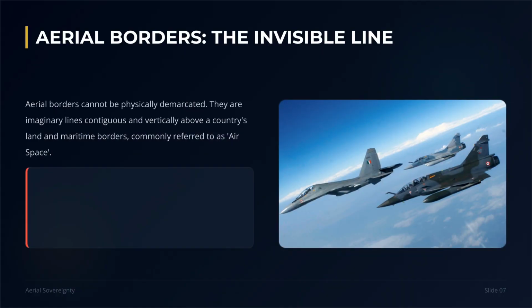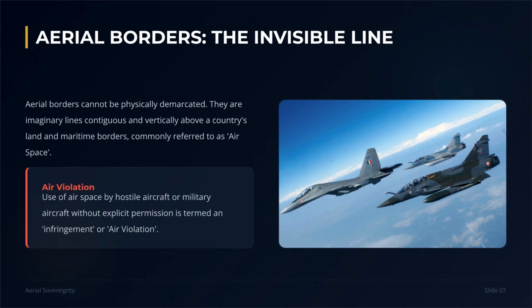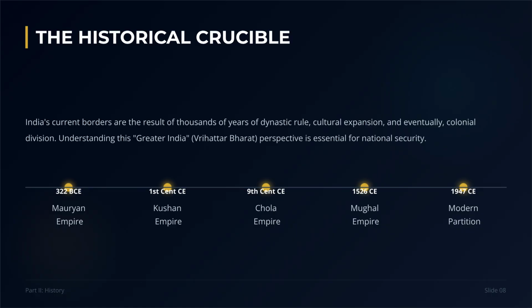Aerial borders, or airspace, are imaginary lines above a country's land and maritime borders. An air violation occurs when hostile or military aircraft use this airspace without explicit permission. India's current borders are a product of millennia of dynastic rule, cultural expansion, and colonial division. Understanding the "Greater India" perspective is crucial for national security. Key historical periods span from the Mauryan Empire to the modern partition.